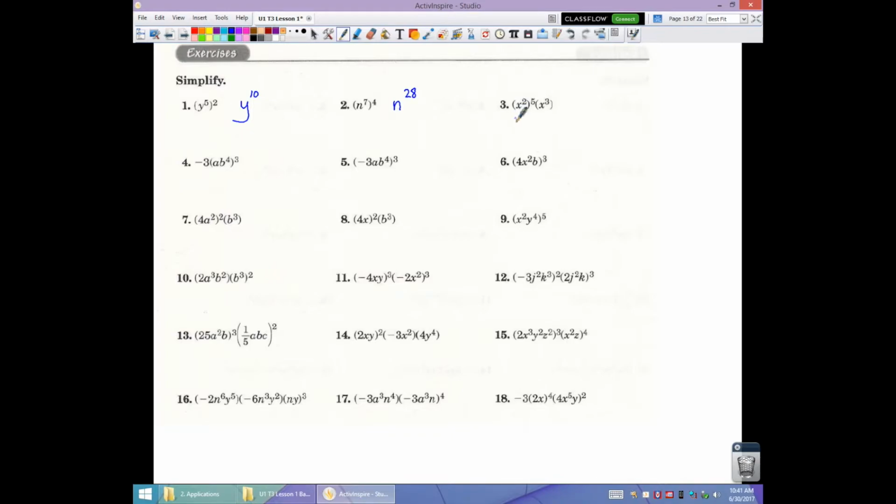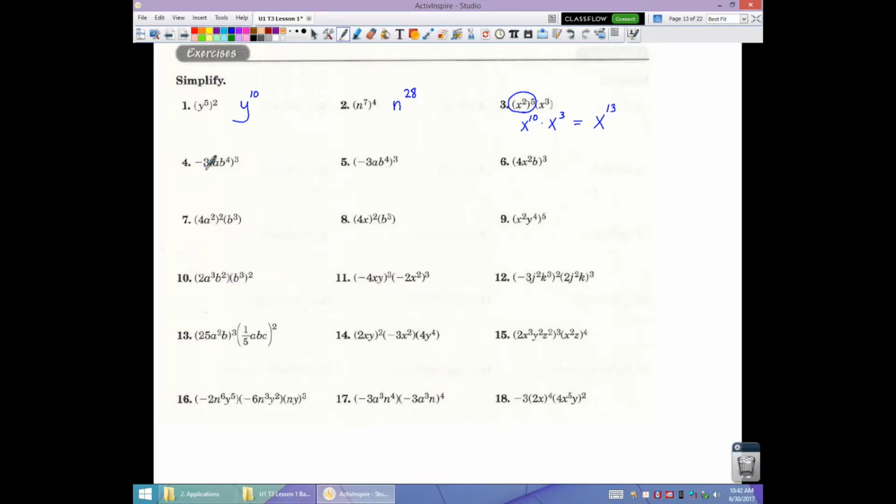Now, number 3, I'm going to use a couple of rules. First, I need to apply the power to a power rule. So x squared raised to the 5th becomes x to the 10th. But then I'm multiplying by x to the 3rd. So in the end, this becomes x to the 13th. So first, power to a power told me to multiply. But then the product of powers says same bases, add the exponents. So 10 plus 3, 13.